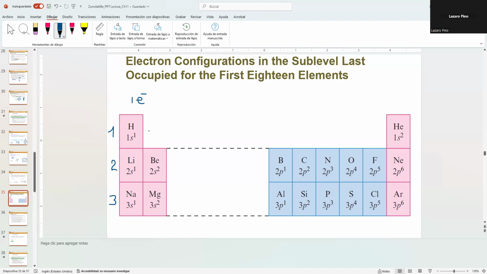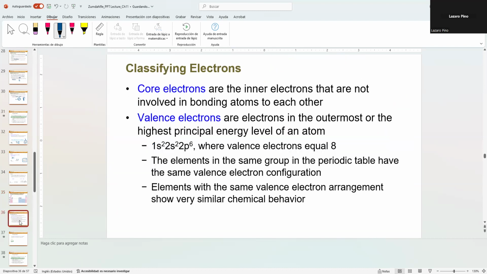Beryllium and magnesium, which are in group 2, have 2 valence electrons. And what does it mean? That they have 2 electrons in the outermost shell, and look at the periods where they are, and so on. For example, boron and aluminum have 3 valence electrons. Carbon and silicon, which are in group 4, have 4 valence electrons, and so on, until, as you can see here, the noble gases. The inner electrons are the core electrons, and the valence electrons are the ones in the outermost, highest principal energy level of an atom.